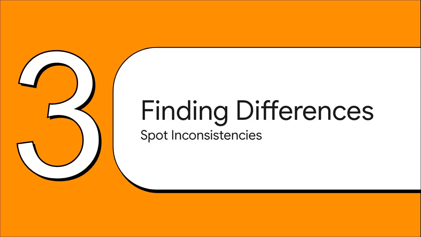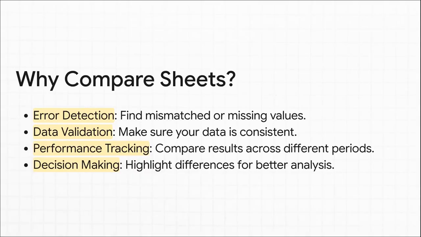All right, that was merging. Now, let's move on to our second key skill: finding differences by comparing. This is all about the techniques you can use to spot any inconsistencies and track changes across your sheets. And why is comparing so important? Well, first off, for error detection. You can find mismatched or even missing values very quickly. It's also great for data validation, just to make sure all your data is consistent. Then you have performance tracking. This is perfect for comparing results across different time periods. And all of this leads to better decision-making because you're highlighting the differences that actually matter for your analysis.